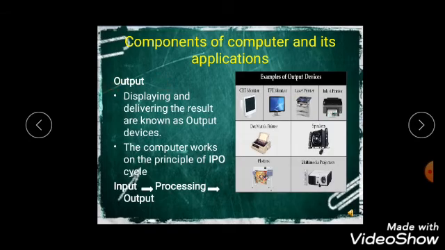And then output is displaying and delivering the result, known as the output devices. The computer works on the principle of the IPO cycle. The IPO cycle is input, processing and then output. This is the IPO cycle.